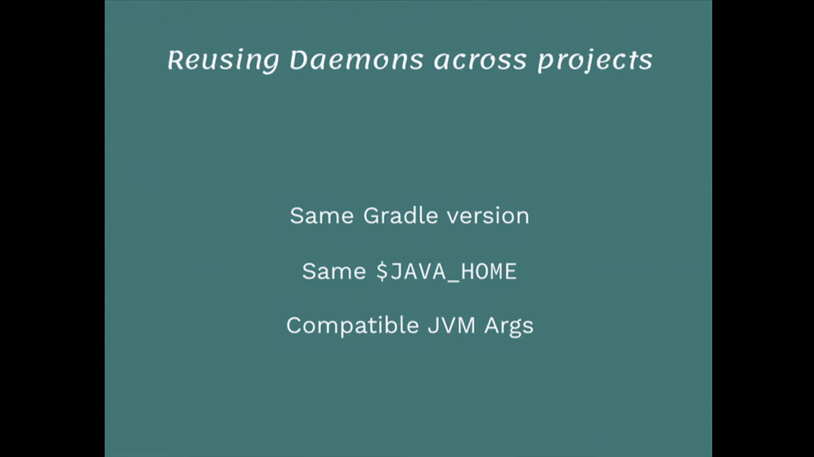Finally, we want to reuse daemons across projects. And we can do so if we have the same Gradle version, use the same Java home, and we have compatible JVM args. And compatible means the same memory, the same character set, language, SSL trust store, and a few other things you can look up in the docs.